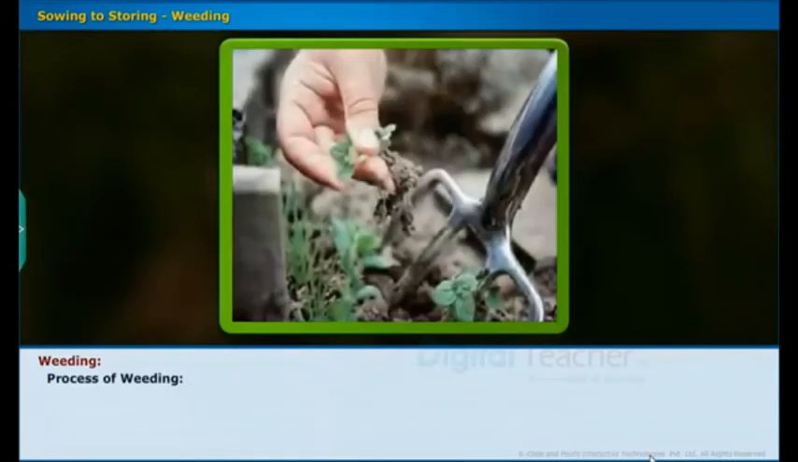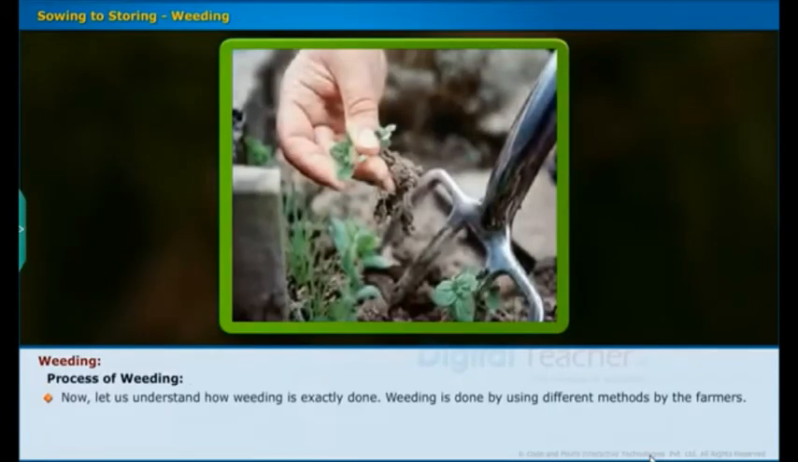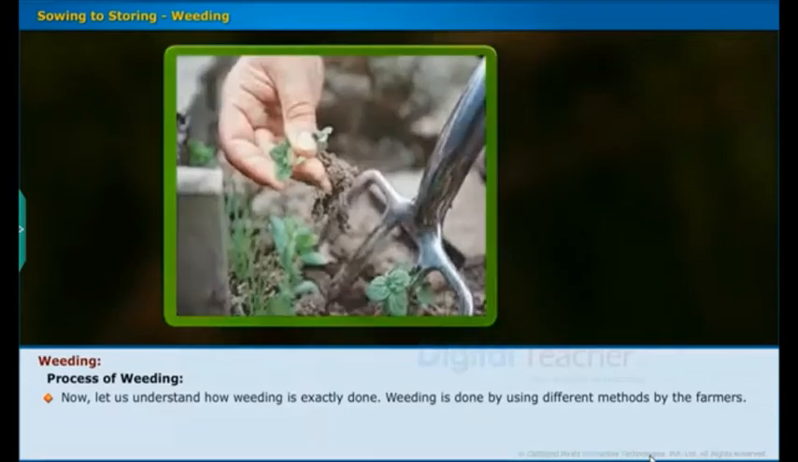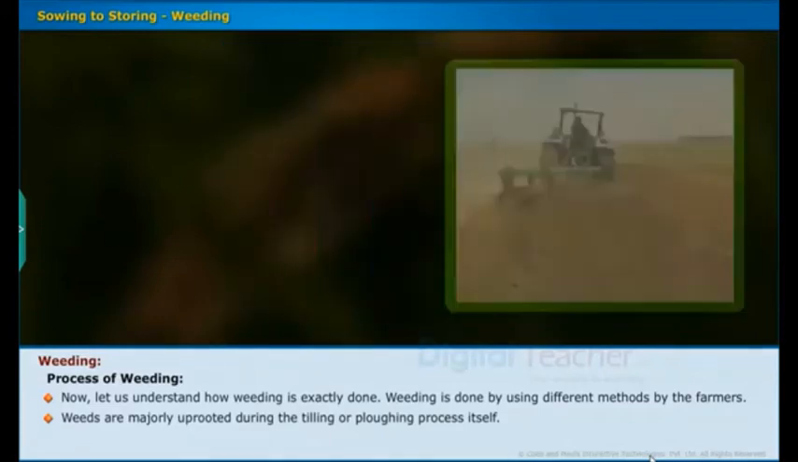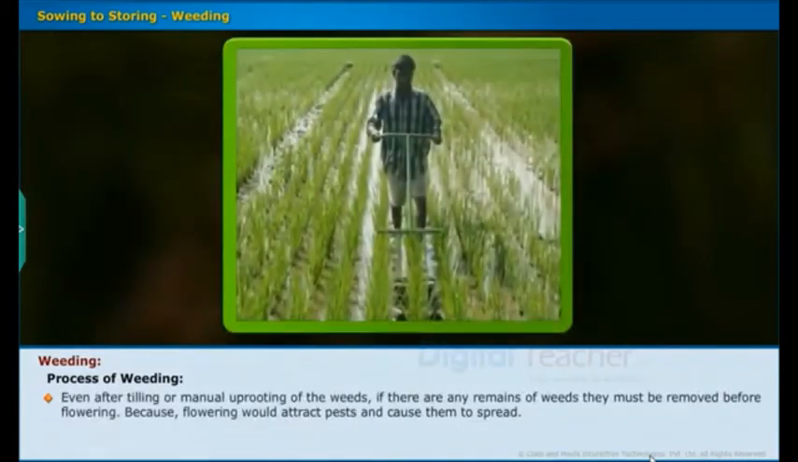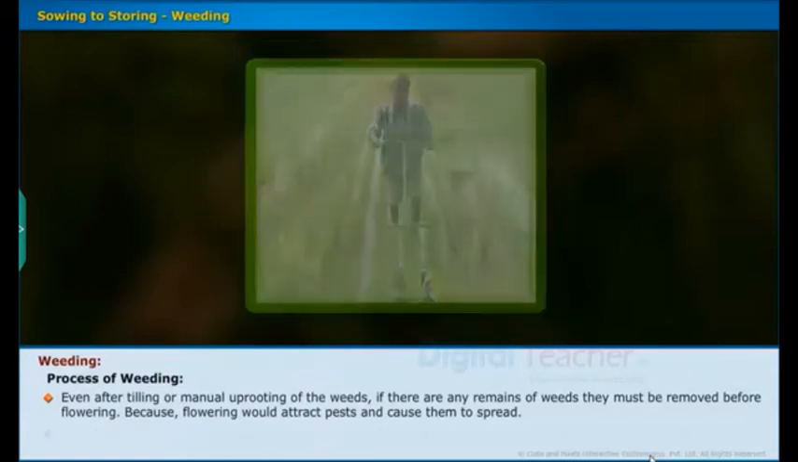Process of weeding. Now, let us understand how weeding is exactly done. Weeding is done by using different methods by the farmers. Weeds are majorly uprooted during the tilling or ploughing process itself. Even after tilling or manual uprooting of the weeds, if there are any remains of weeds, they must be removed before flowering, because flowering would attract pests and cause them to spread.